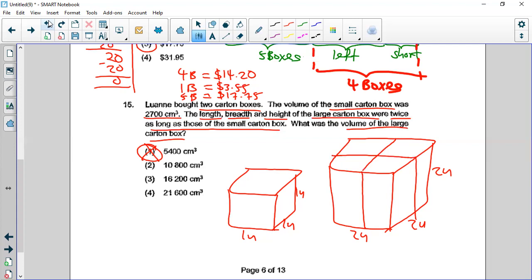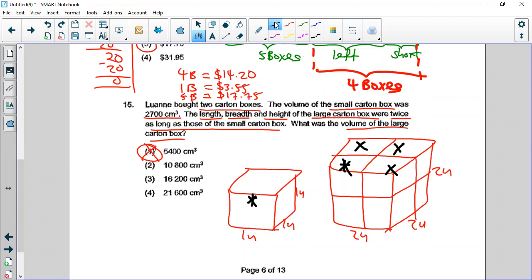All right, so that you will have units. Which means that this is 1 small carton box, over here. So how many small carton boxes make up the large carton box? Do you see how many of them? There are 8 of them, right? 1, 2, 3, 4, and then below also 4. So 4 on top, 4 below. So there are 8 small carton boxes that make up 1 big carton box.